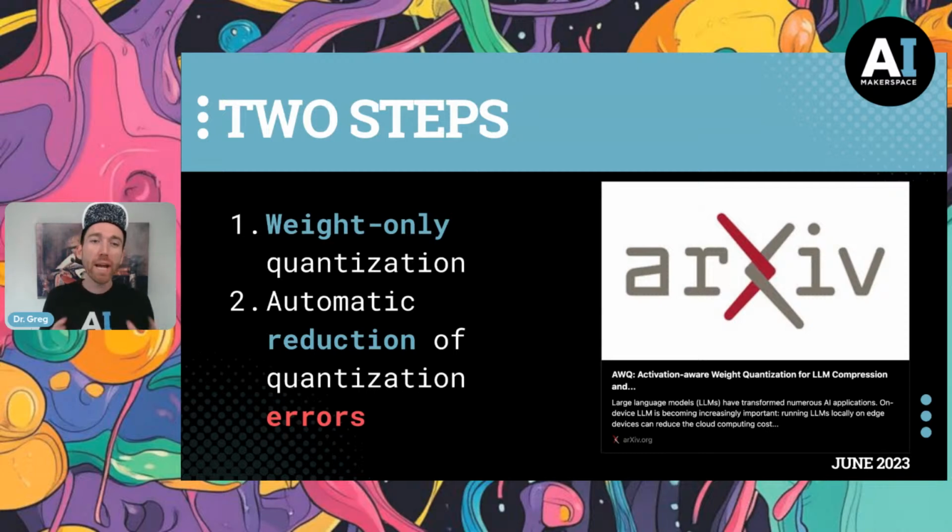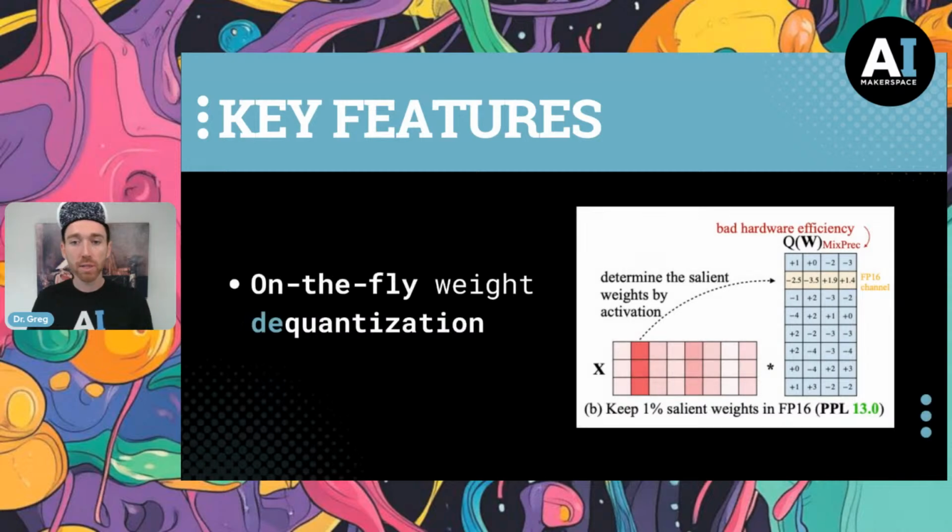And this weight-only quantization with the activation-aware weight quantization approach, AWQ, allows us to protect the weights that are, quote, most important as identified by their activations. And part of this automatic reduction of errors is accomplished by what the authors call on-the-fly weight dequantization.